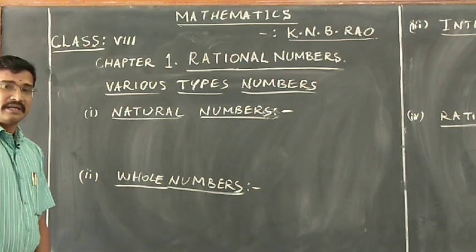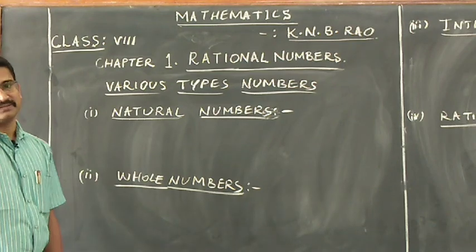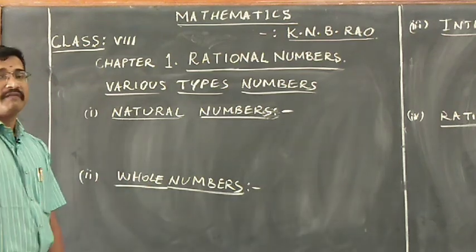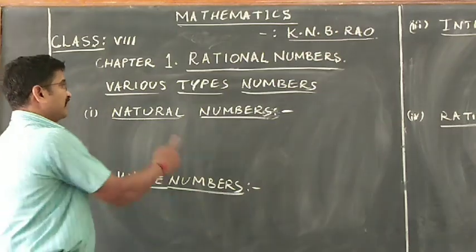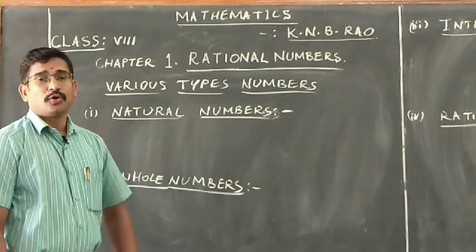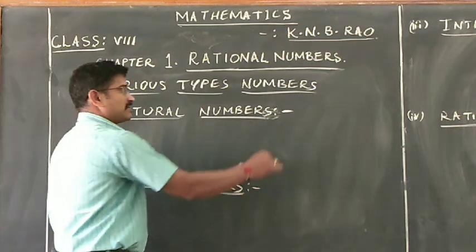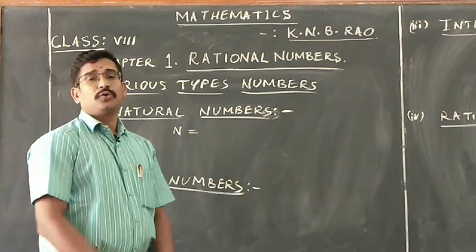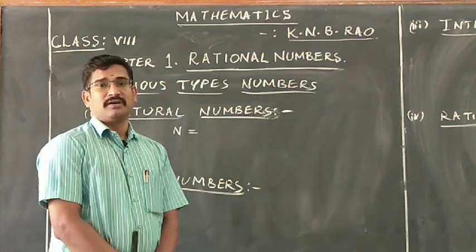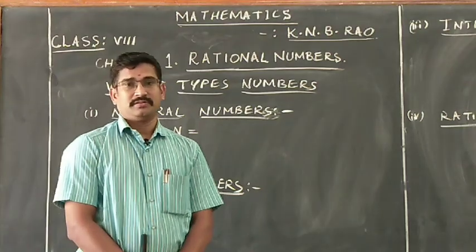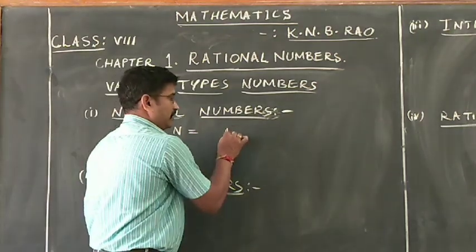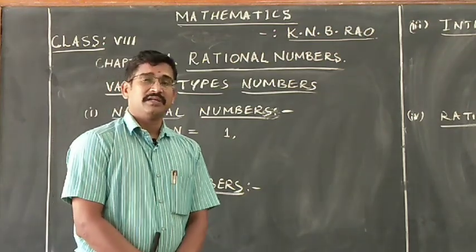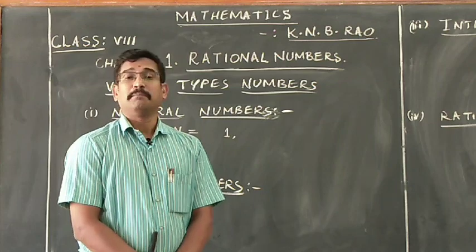Children, in introduction, the first important thing that we have to recollect is various types of numbers. In various types of numbers, first thing is natural numbers. You know, natural numbers are represented by using the capital letter N, and you know that to count the things in nature we need numbers. The first number that we use for counting is 1, and normally to count things we use complete numbers.